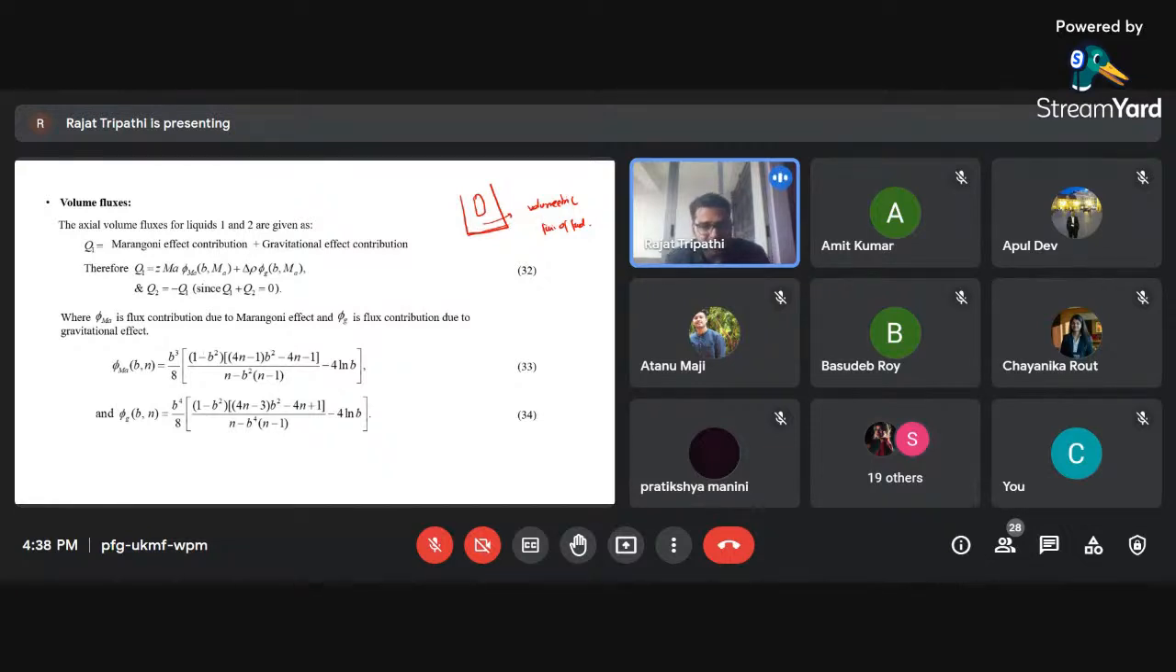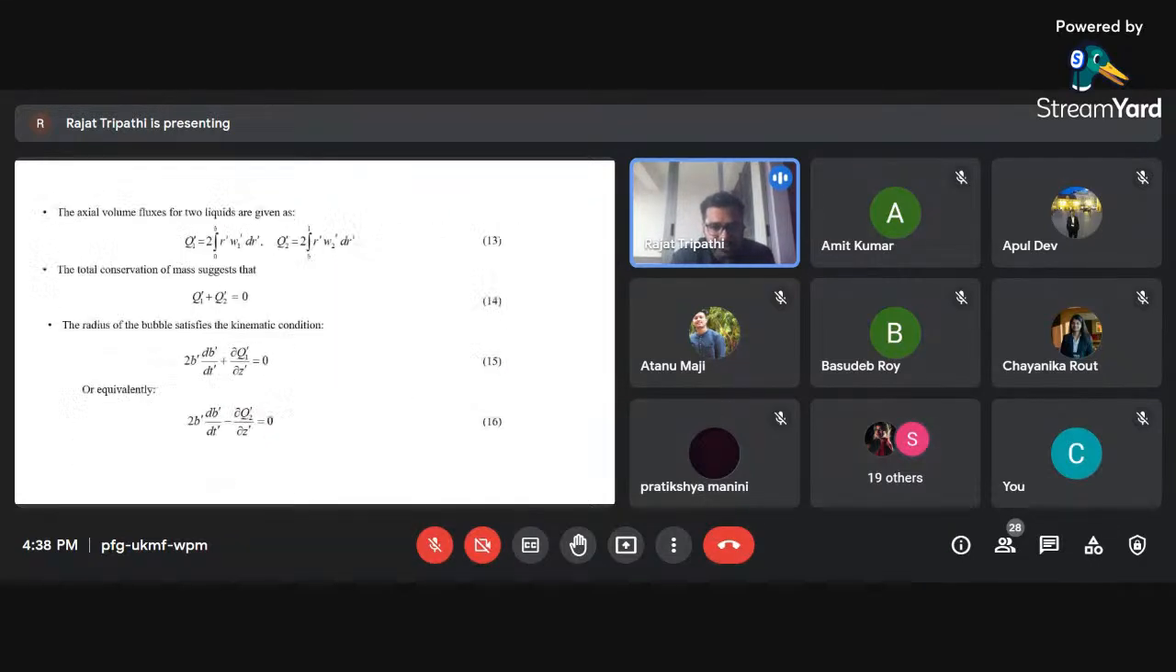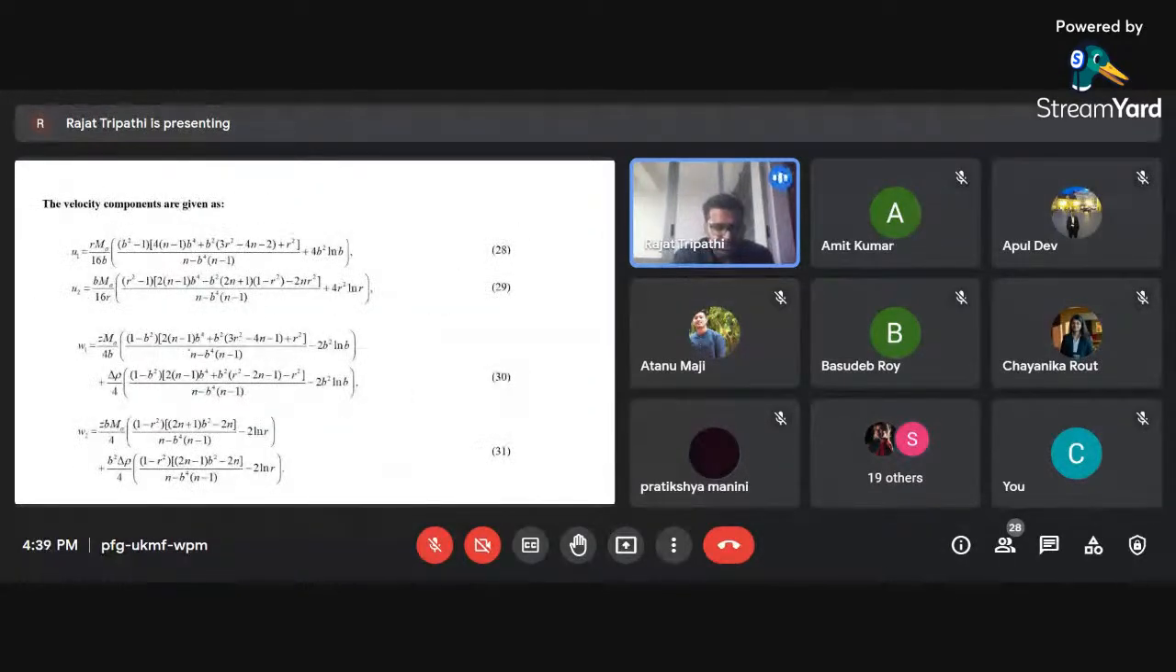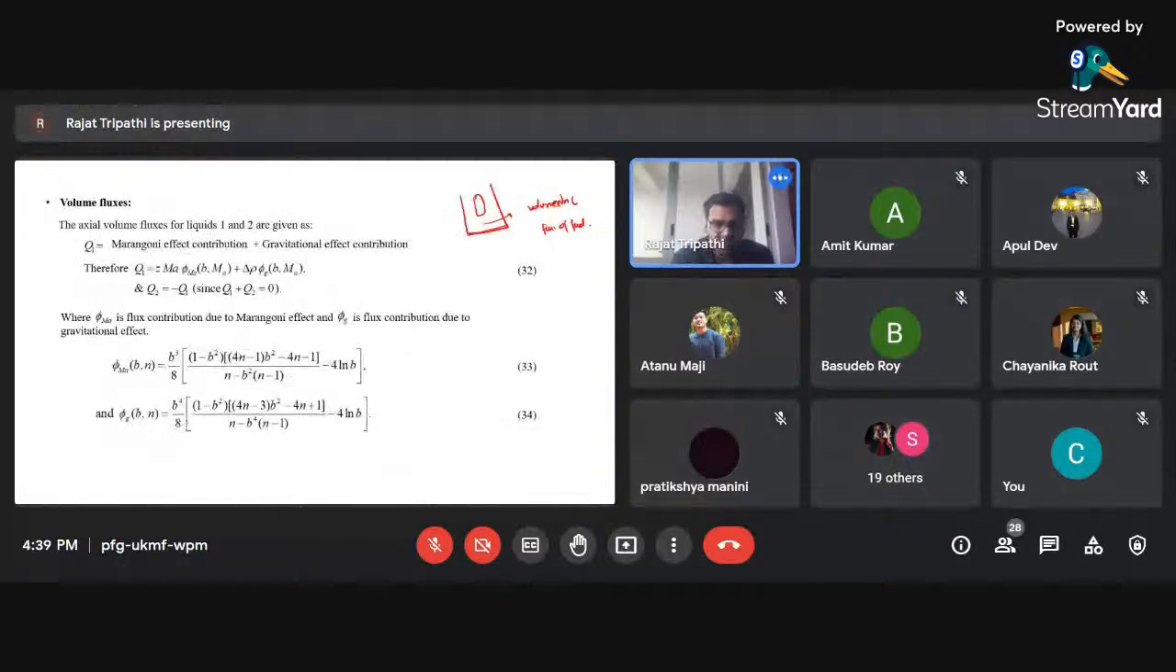So if you compute the volumetric flux of fluid 1, there is an expression written for it here. These give the volumetric fluxes of fluid 1, that is the droplet, and of fluid 2. Using the expressions of W1 and W2, which have been obtained here, we can write the expression for the volumetric flux of fluid 1 and the volumetric flux of fluid 2.